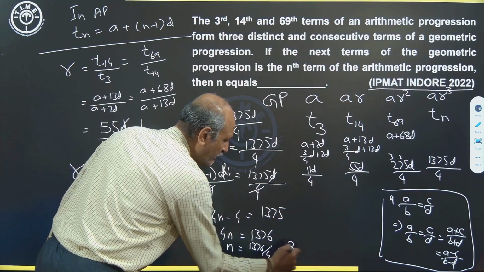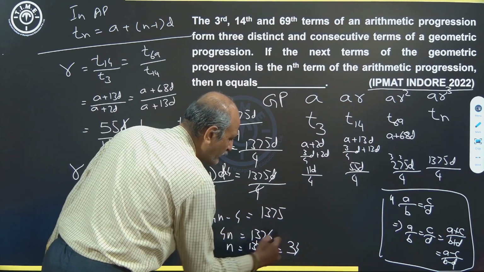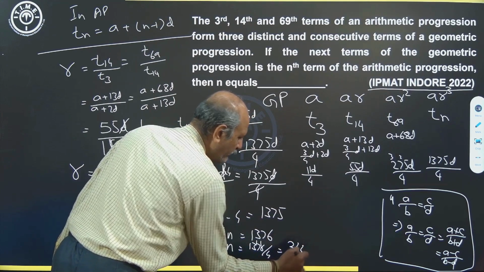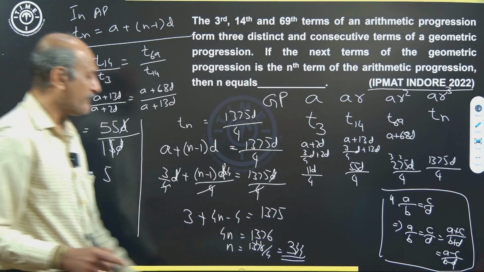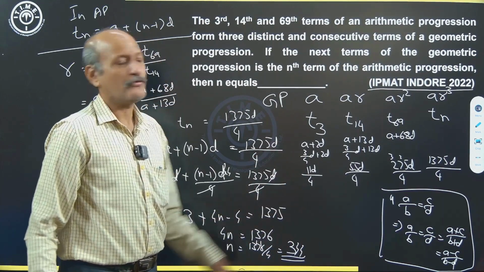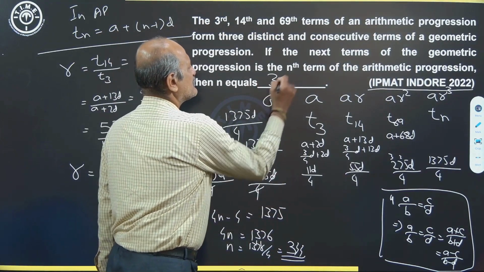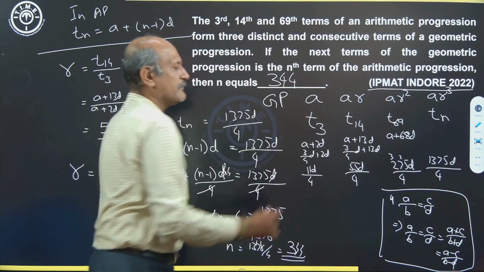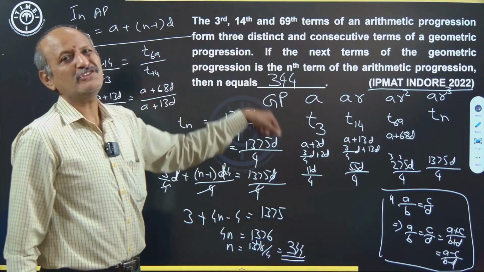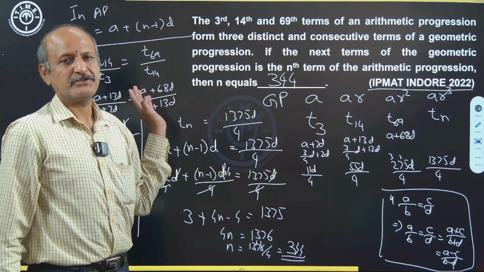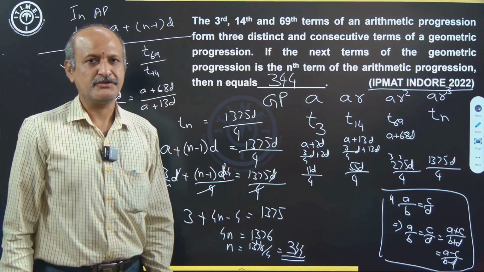How much is it? 4 3s are 12 and 1 more is 13, 4 4s are 16 and 1 more is 17, and 4 4s are 16. So the value for n which you are looking for is equal to 344. That would be the answer to this question, 344. The fourth term in the geometric progression is the 344th term in the arithmetic progression. That is the answer to this question.